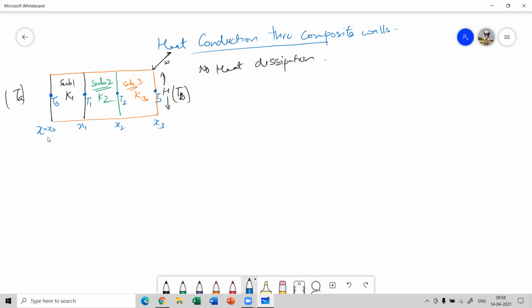Now, at x equal to 0, the wall substance is in contact with the fluid, which is having the ambient temperature TA. And at x equal to 3, the wall is in contact with the fluid, which is having the ambient temperature TB.